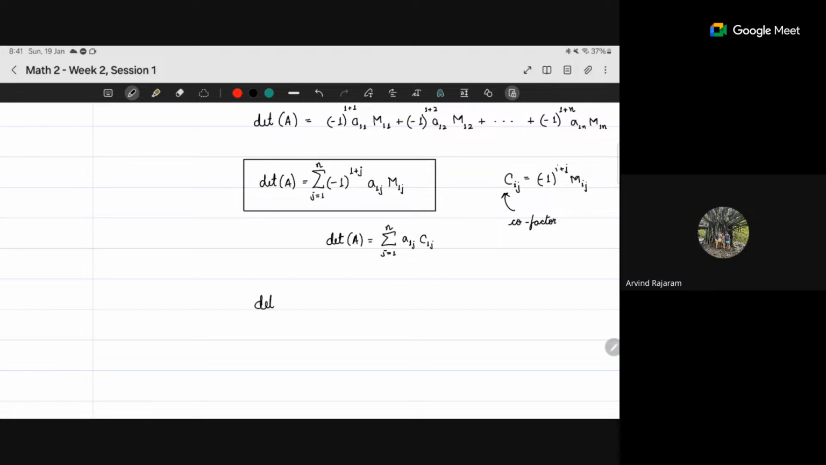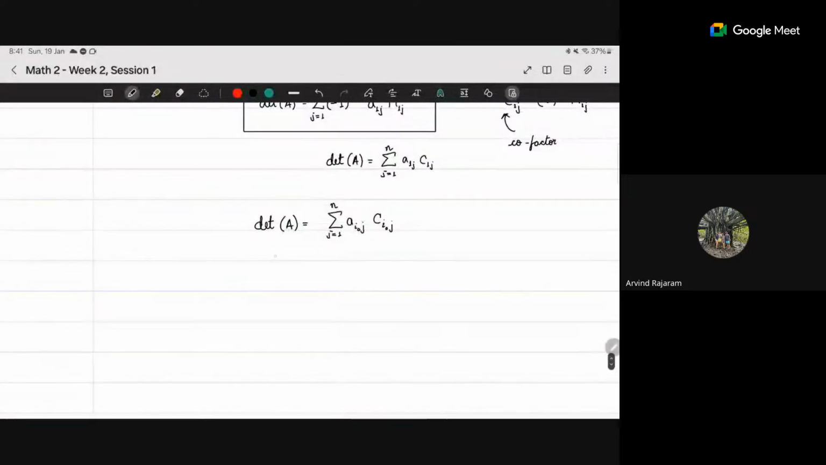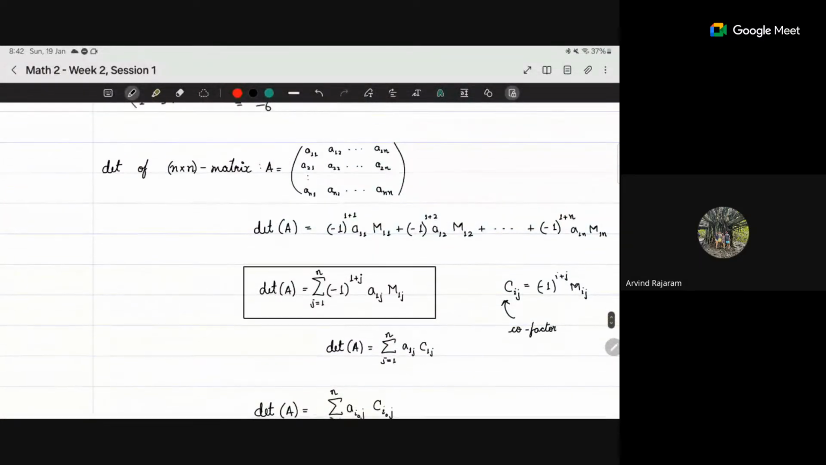And as before, the determinant need not be computed using the first row. You can do a_{i0 j} C_{i0 j}, fix an i0 and vary the j, or fix a j0 and vary the i. That also works. Let's do i from 1 to n, summation a_{i j0} C_{i j0}. So that's it about the computation part of the determinant.